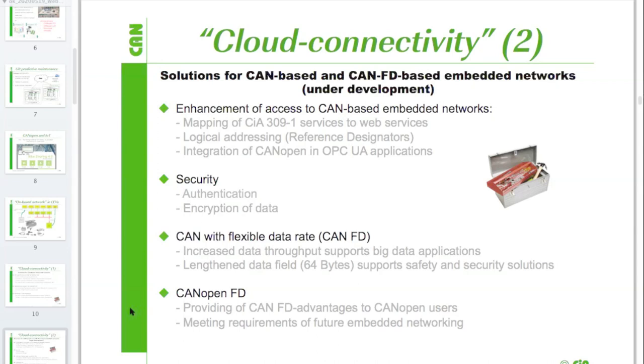And we wanted to further enhance the connection and access to CAN embedded networks by using these new technologies, CANopen FD. As of right now, for CANopen itself, it's already available: you can have HTTP protocol mapping of CANopen data into HTTP. You can find this in specification 309-5. We are going to also do MQTT mapping for CANopen networks, which will come very soon, I hope even this year.